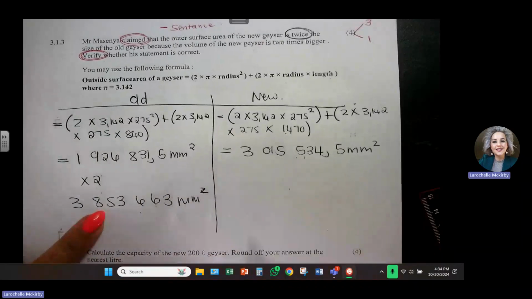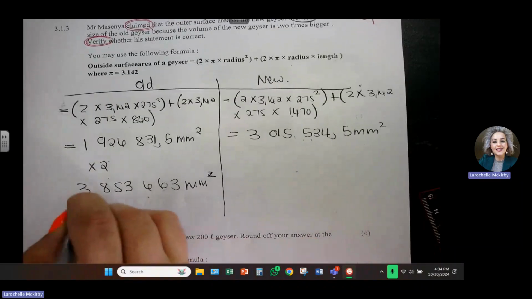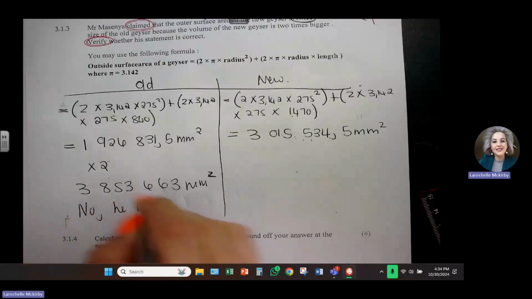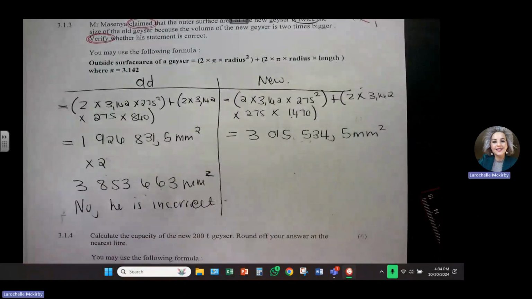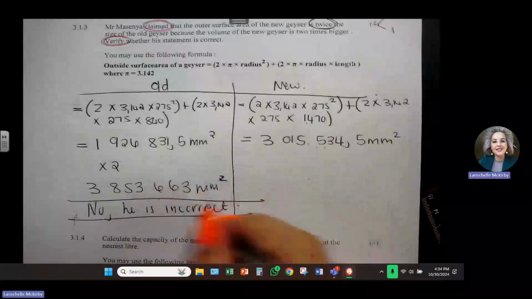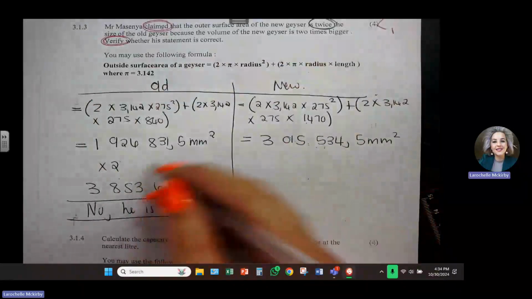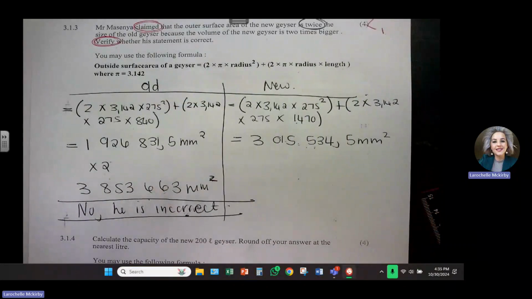Is it twice the size? No, this is still less. So we are saying, no, he is incorrect. And there we go, just like that. So that will earn you 1 mark according to your calculation that was done there. Right.